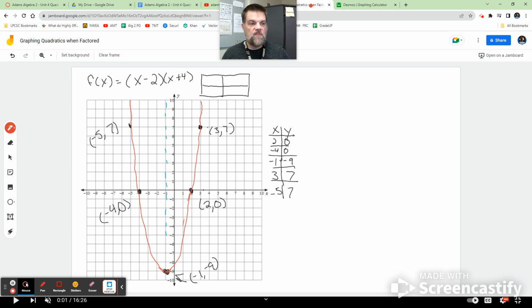Okay? Also in the graph, I want you to write the function notation. So remember, this is saying f of 2 is equal to 0. This is saying f of -4 is equal to 0. This is saying f of -1 is equal to -9. This is saying f of 3 is equal to 7. This is saying f of -5 is equal to 7.